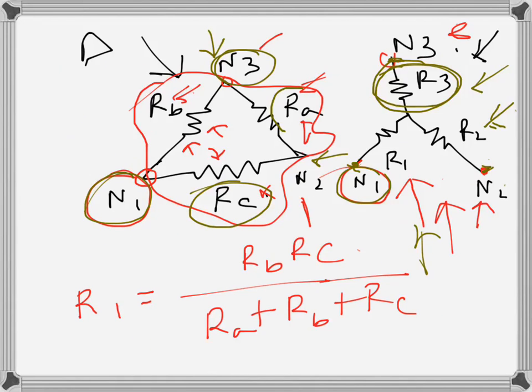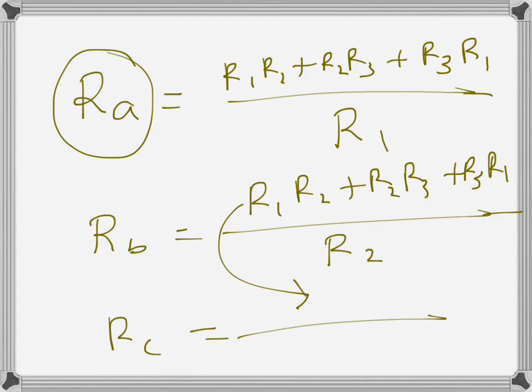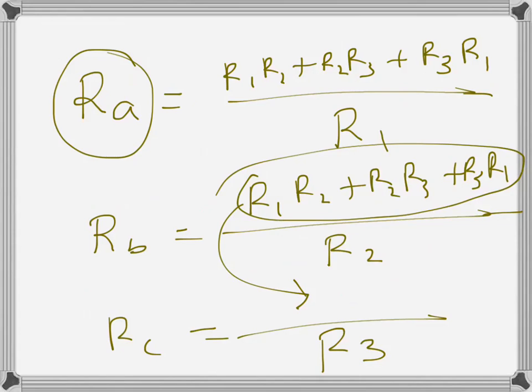And RC, we can see here, this one is connected between N1 and N2, and here R1 is connected to N1, and to N2 R2 is connected. So the one that is not connected is R3. So this one will have R3 here, and of course this whole thing will be in the numerator. So this is how we can remember the formula for the transformation Y to delta and delta to Y.